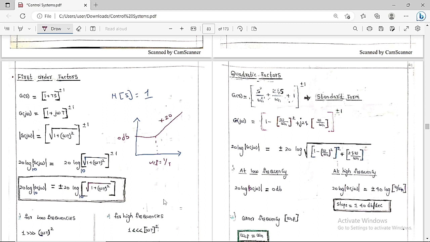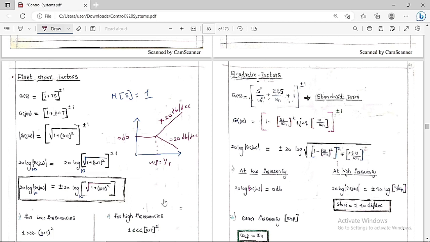Suppose you have taken minus 1 in this function. So this is the graph. For plus 1 the graph will be upward, and for minus 1 the graph will be downward with minus 20 decibels per decade. This is the point you always have to keep in your mind. So this is the graph that we are going to get.